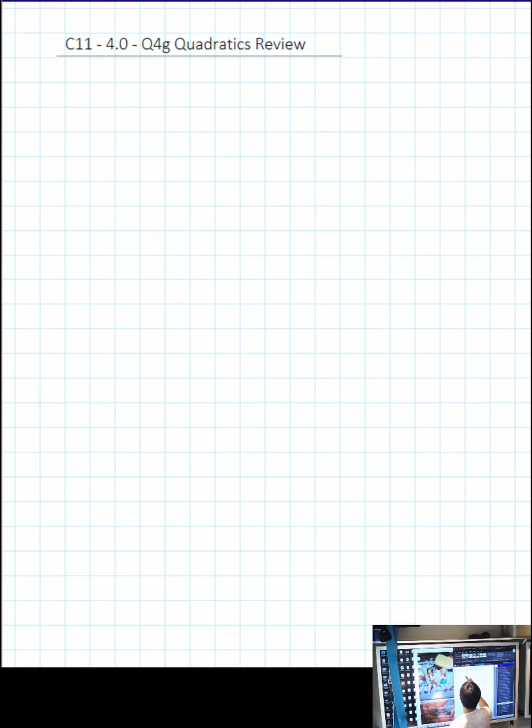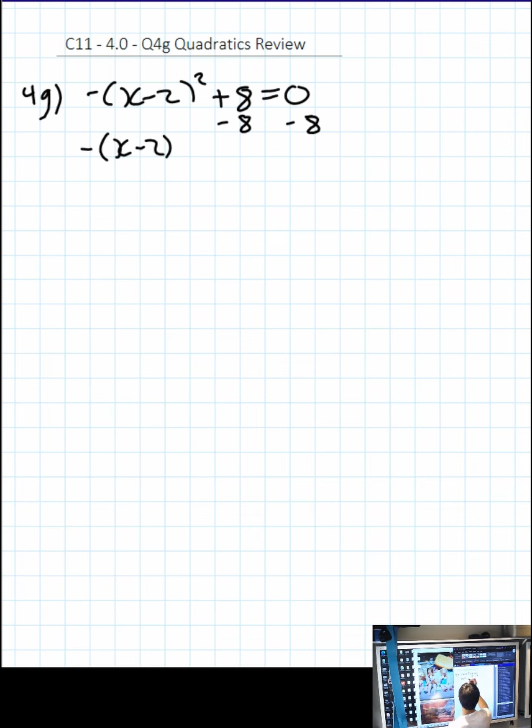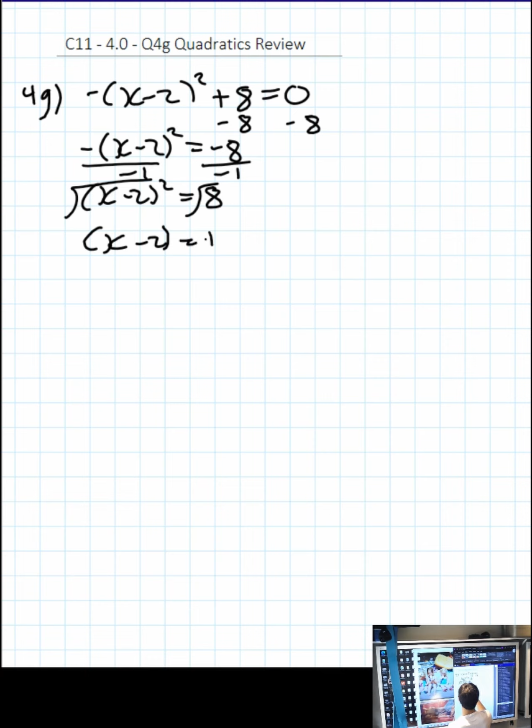Okay, so we have 4g, excuse me. Negative open bracket, x minus 2, close bracket squared, plus 8 equals 0. So let's minus 8 from both sides. And then we're going to get negative open, x minus 2, close bracket squared, equals negative 8. Let's divide both sides by negative 1, and x minus 2 all squared equals 8. Let's square root both sides, and we'll get x minus 2 equals plus minus root 8.